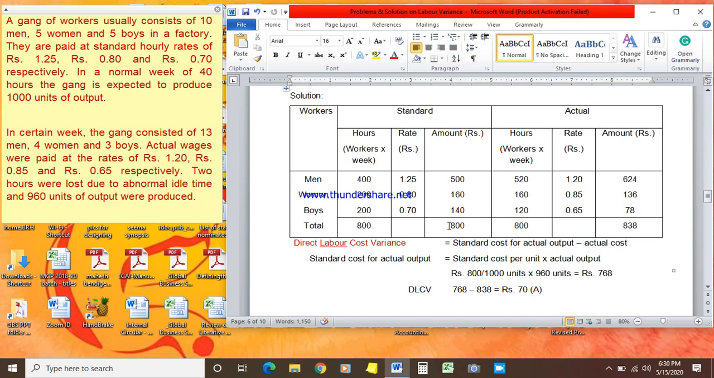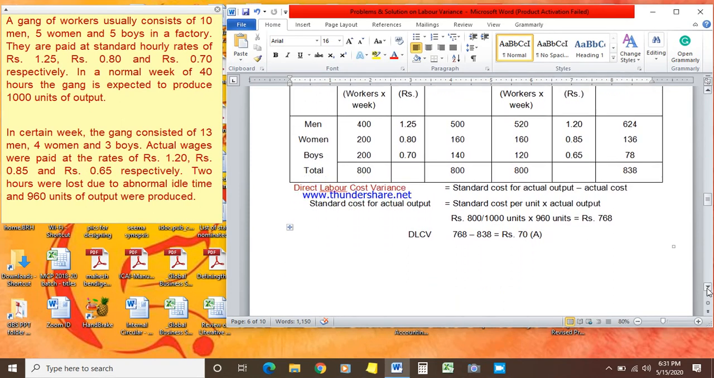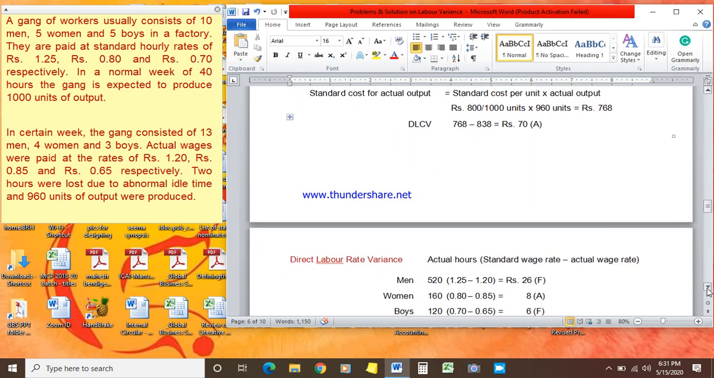So accordingly, this 800 is divided by 1000 units. We get the standard rate per unit, that is multiplied with the actual number of units manufactured, to know what is the standard cost for 960 units. Now this standard cost 768 is compared with 838. So we get the direct labor cost variance to be adverse. This is the first calculation when you want to do direct labor cost variance calculation.